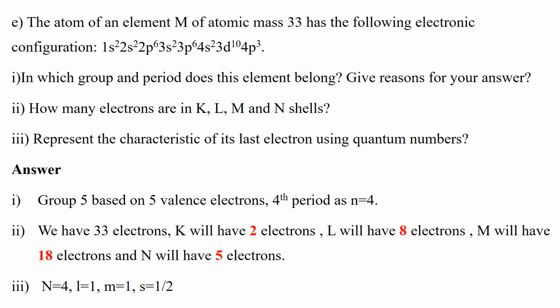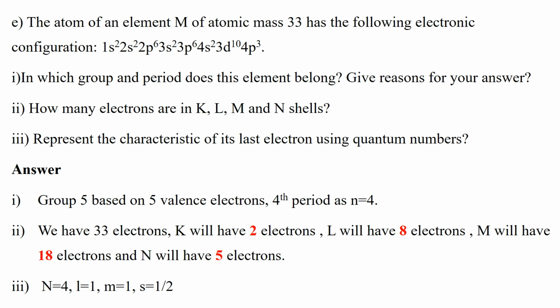The second one is asking how many electrons are in the K, L, M, and N shells. We have 33 electrons. K will have 2 electrons. L will have 8 electrons. M will have 18 electrons. And N will have 5 electrons.